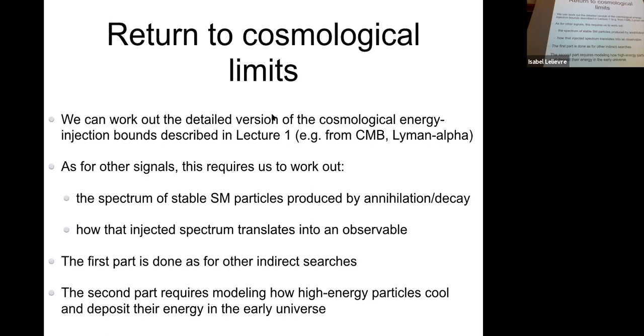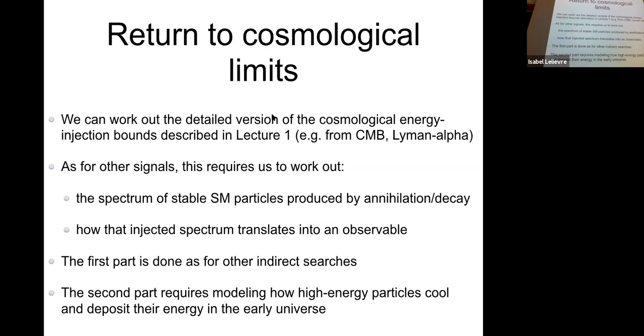Okay, so where I want to begin first is by returning to the cosmological limits that we discussed in day one, which is a topic near and dear to my heart as I've spent a fair bit of time working on this. So we can work out the detailed version of those limits, and just as for other signals, our mechanism here is we need to know from your dark matter model what is the spectrum of stable standard model particles produced by annihilation or decay, and then how that injected spectrum translates into an observable.